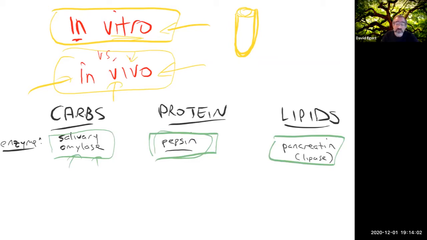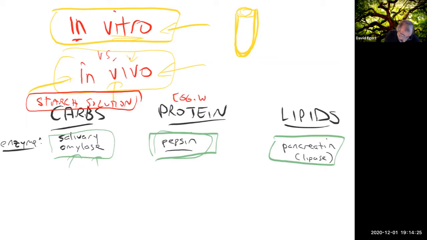We obviously need our example of a carbohydrate. For carbohydrate, we're just going to use starch solution. For the protein, we're going to use boiled egg white. For the lipid, we're going to make life easier and use cream.